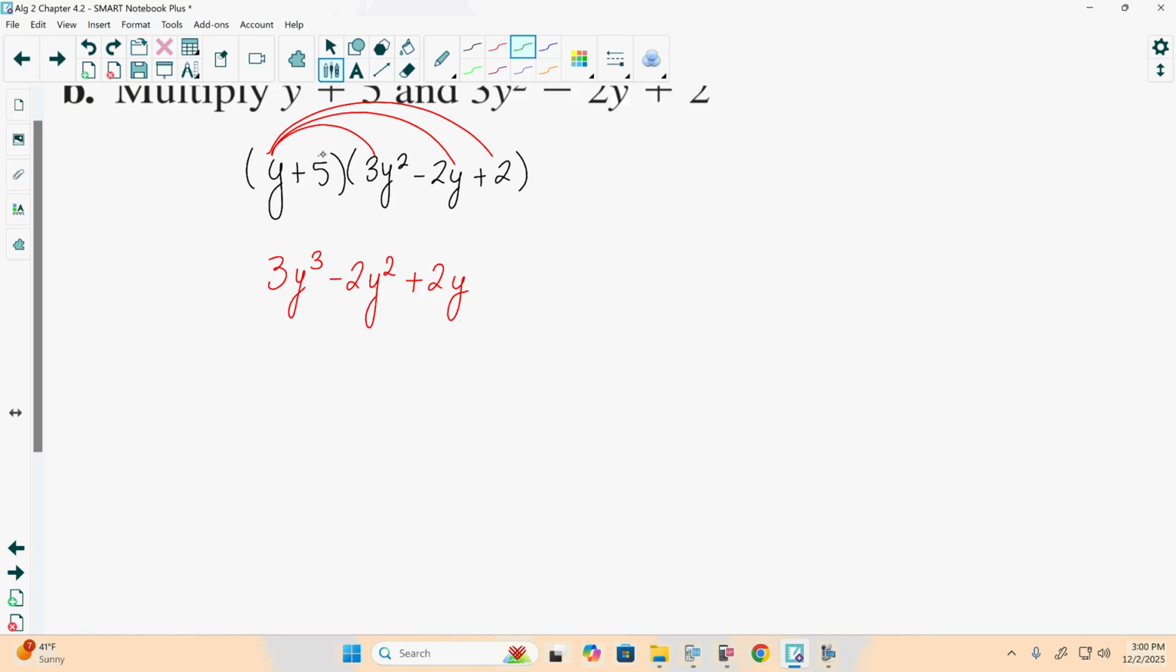Now the next thing we're going to multiply through is the positive 5. 5 times 3y squared is going to be plus 15y squared, because 5 times the 3 is 15. We still have our y squared. 5 times negative 2y, 5 times our negative 2 is going to be negative 10y. And lastly, 5 times 2 is plus 10.